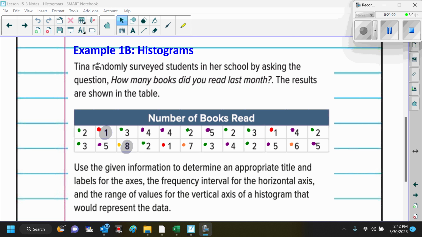So here we have example 1B, which is the histograms. It says, Tina randomly surveyed students in her school by asking the question, how many books did you read last month? So using this information, we want to determine the appropriate title and labels for the axes, the frequency interval for the horizontal axis, and the range values for the vertical axis of a histogram that would represent the data. So you can see that I did a little checking.